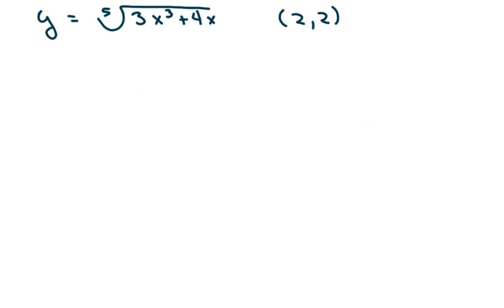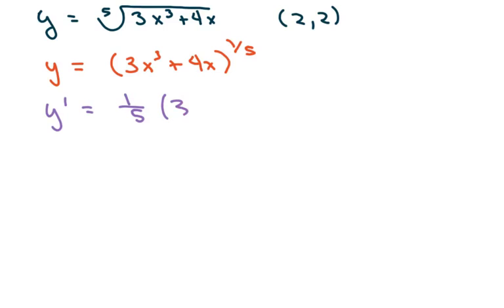And the next one's very similar. I'm going to rewrite this as 3x cubed plus 4x to the 1/5. Then using the chain rule, take the derivative of y, and this is going to be 1/5 minus 5/5. So that's going to end up being negative 4/5. That should be a 5.